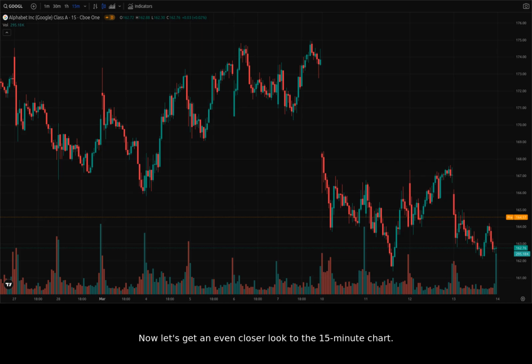Now let's get an even closer look at the 15-minute chart. The short-term outlook is mixed. On the 15-minute time frame, Google appears to be showing signs of consolidation. If the stock can break above 164 on the 15-minute chart, it might signify bullish momentum. Otherwise, there could be more chop as it tests support and resistance in this range.